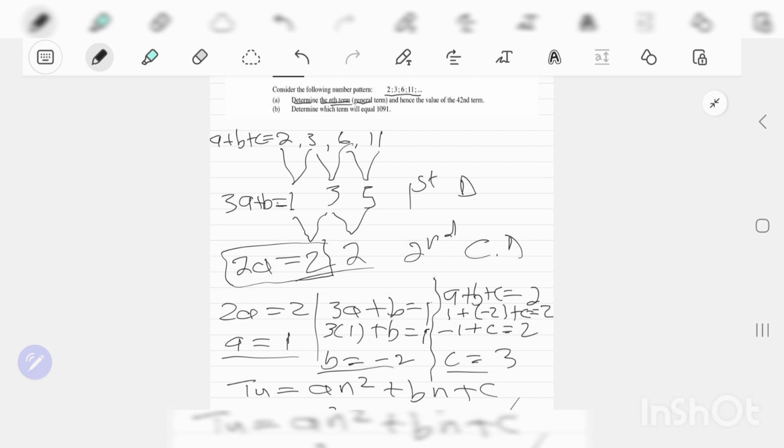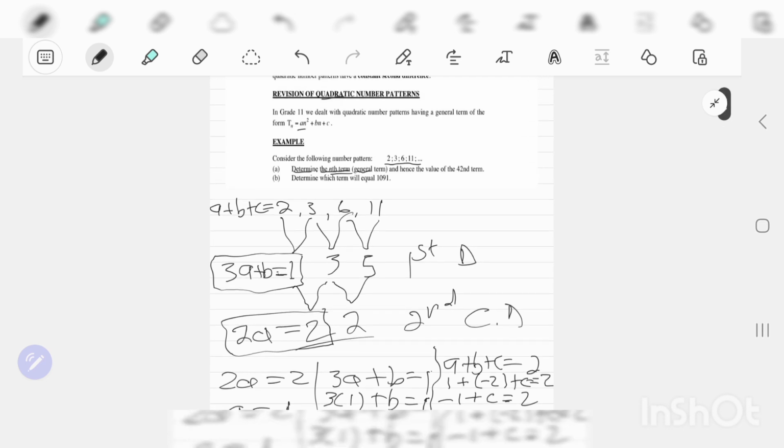Then I need to go on now and find the value of B. Remember what I said? It's always like that: 3A plus B is equal to the first term of the first difference. So the first term is 1 in this case. And remember, from here you already found the value of A, so you can substitute it. The only unknown you are left with is B.